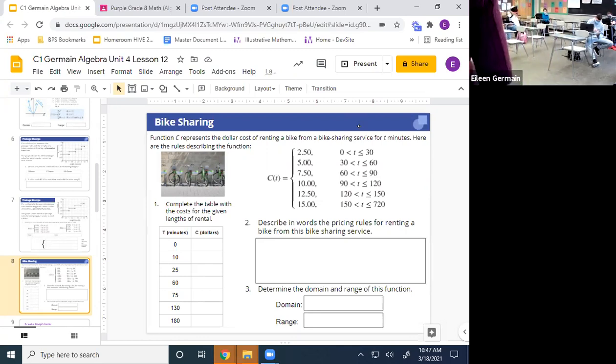I need you guys to do one of two things. I want you to first, number 1, complete this table with the costs for the different lengths of rental. So if you rent it for 0 minutes, how much is it going to cost? 10 minutes, 25, 60, 75, 130 minutes, and 180 minutes. I need you to take a minute and a half right now to answer these 7 values here. Find those costs.